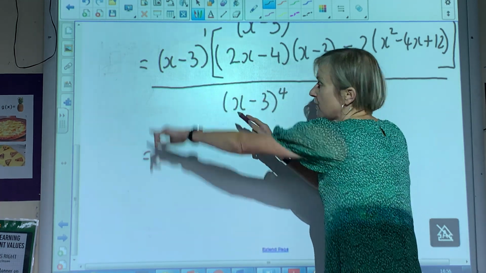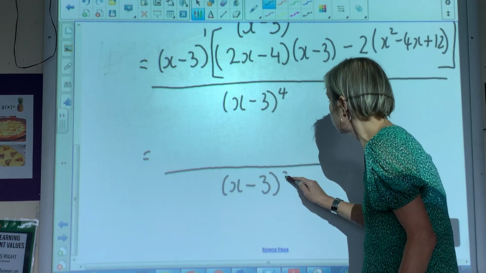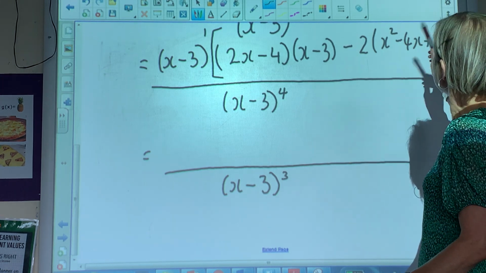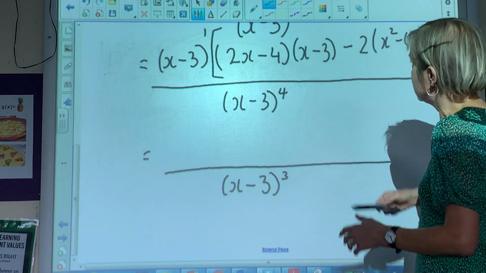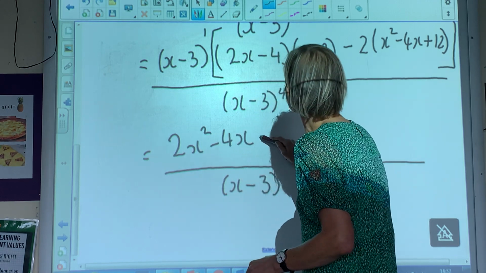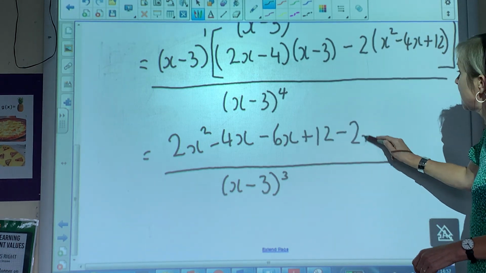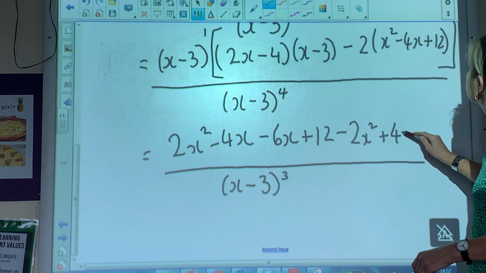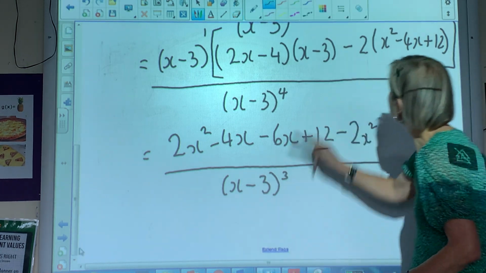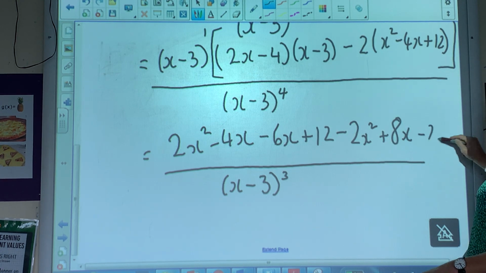There is a product, so I can cancel. So my denominator will now become x minus 3 to the 3. And on my numerator, I'm thinking, would that factorise? I'm just going to expand it. So on the numerator, I've got 2x squared minus 4x minus 6x plus 12 minus 2x squared plus 4x, that's not 4x, minus 2 times minus 4 is plus 8x and a minus 24.